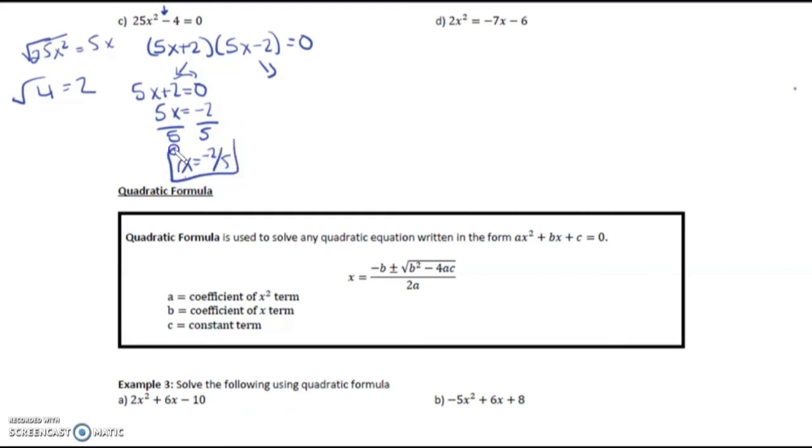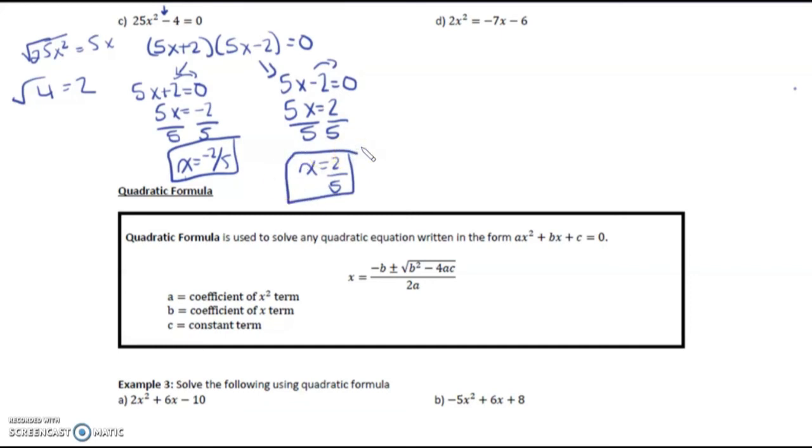Okay, so for the first factor, we get x equals -2/5. And then for the second factor, again, 5x minus 2 equated to 0. Bring over the -2, 5x equals 2, and divide out the 5. So we get x equals 2/5.